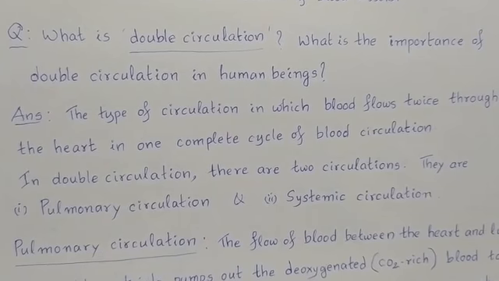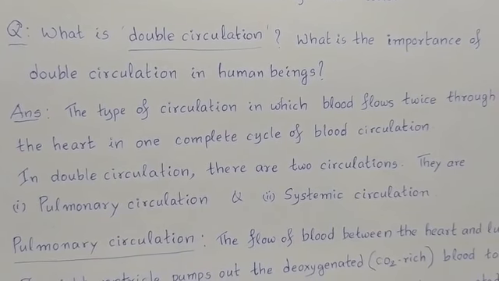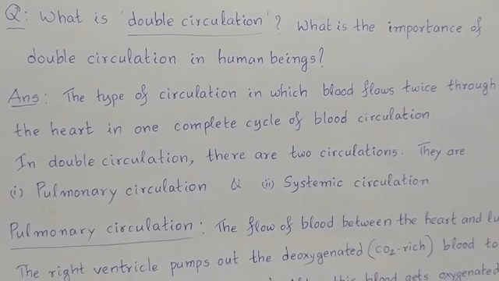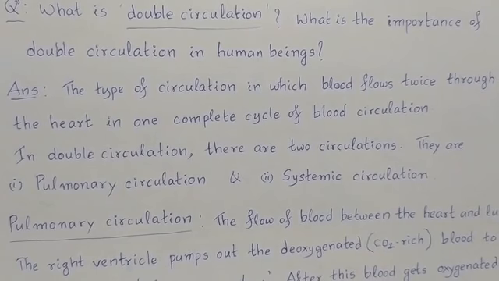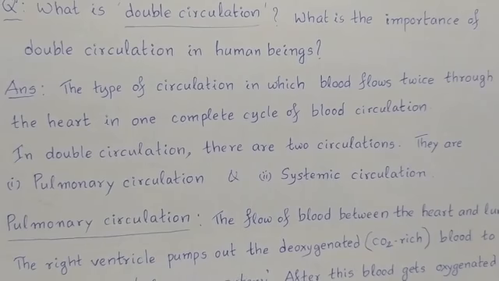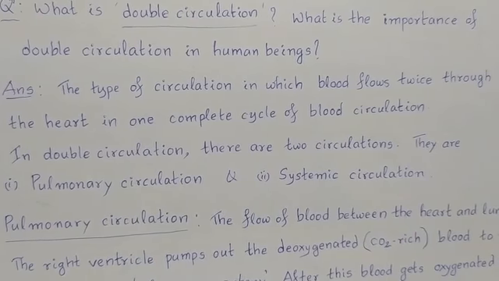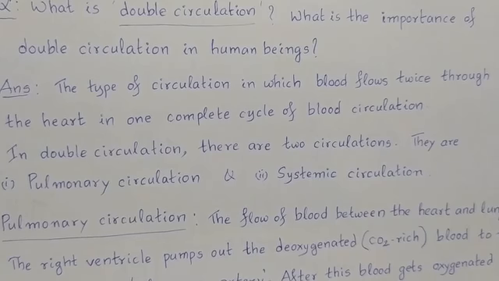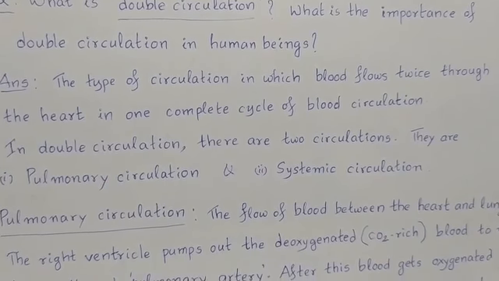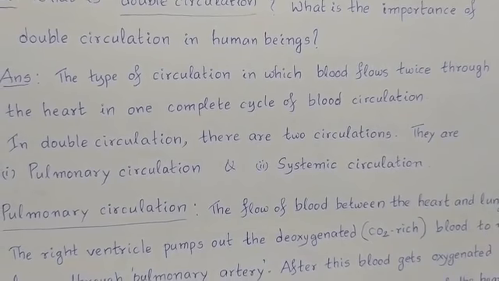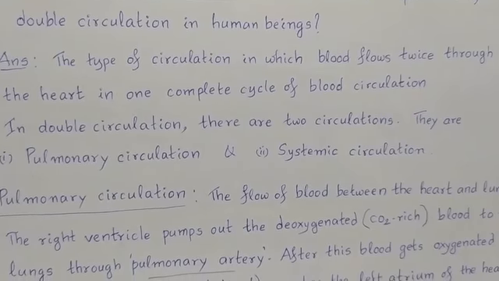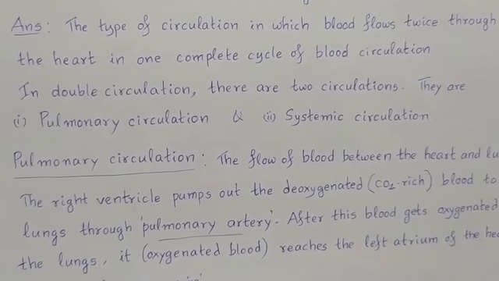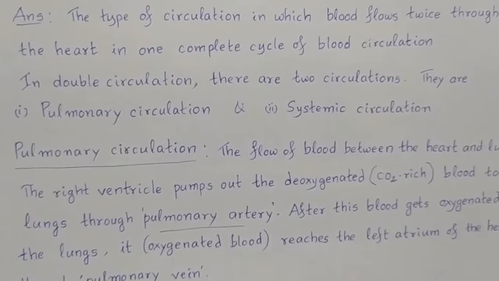What is double circulation? What is the importance of double circulation in human beings? The type of circulation in which blood flows twice through the heart. Blood flows twice through the heart in one complete cycle of blood circulation is known as double circulation. In double circulation, there are two circulations. They are pulmonary circulation and systemic circulation.